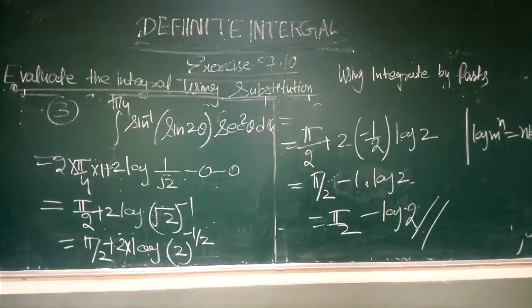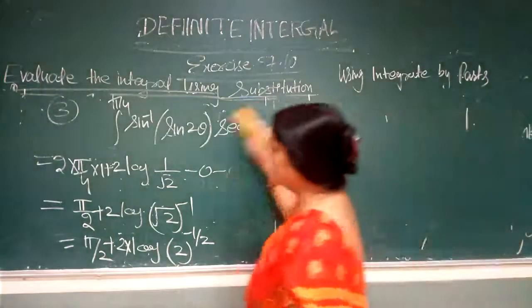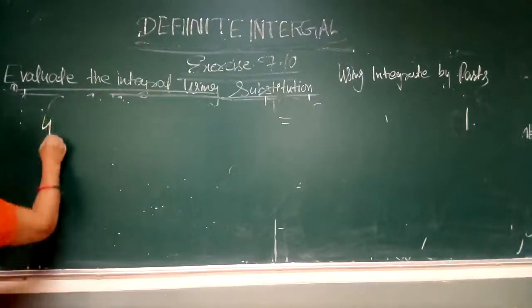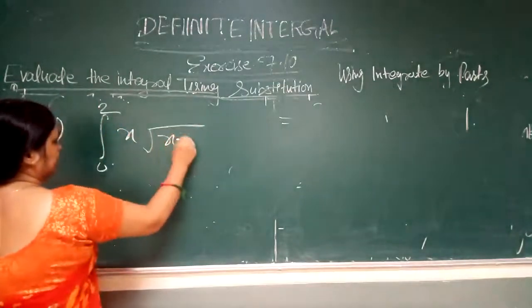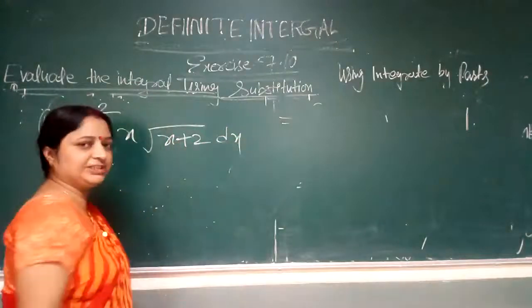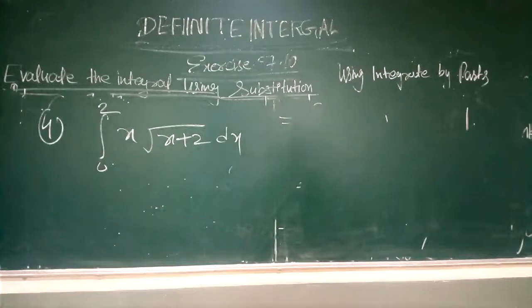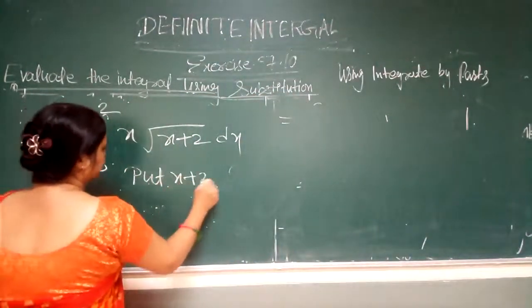Now in this way you can solve these questions. Now students, I am giving you 4th question for your homework. 4th question is also very simple. I am giving you the hint also. Question number 4 is integral 0 to 2 of x into root of x plus 2 dx. So which term you will put here? We can put here x plus 2 as t.